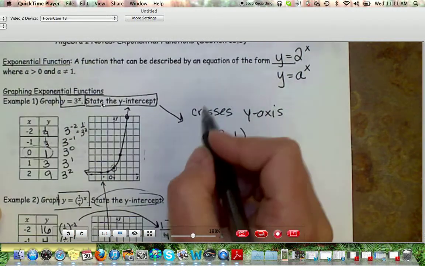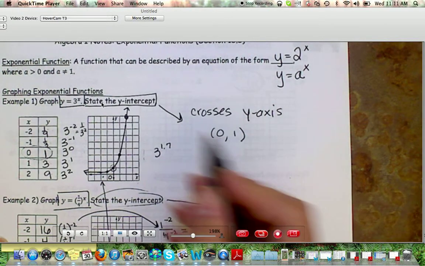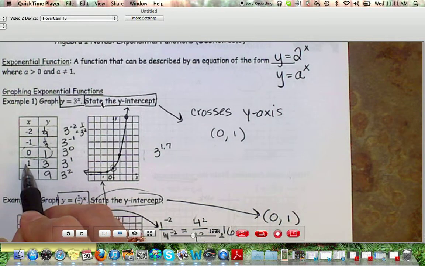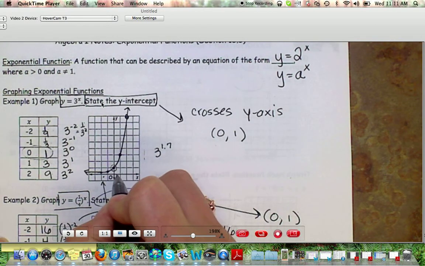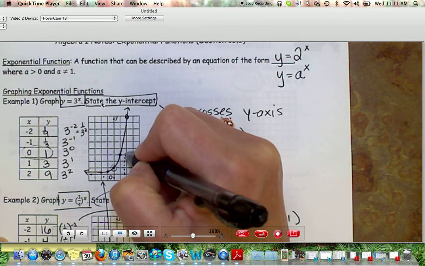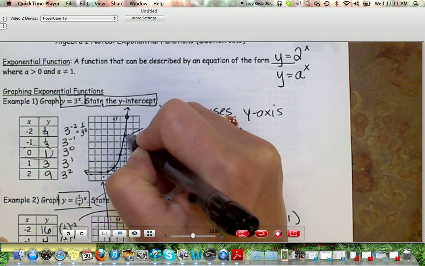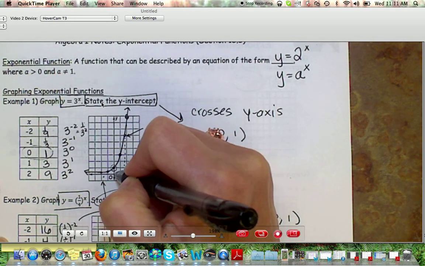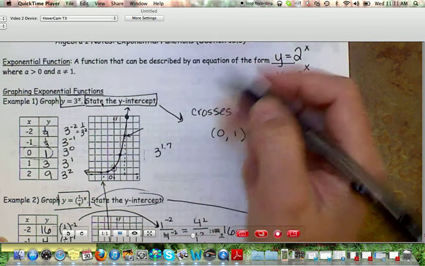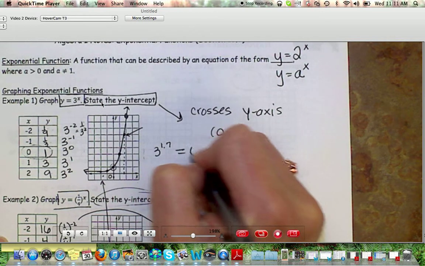What if I said 3 to the 1.7? Okay, so this is 3 to each of these x powers, so I find where 1.7 would be on the graph. 1.7 would be about here, and I go up from there, and I kind of guess what that value would be right there. So that would be 1, 2, 3, 4, 5, 6. It's about 6. So here's my estimate. 3 to the 1.7 should equal 6.